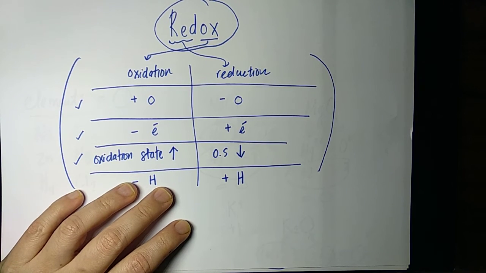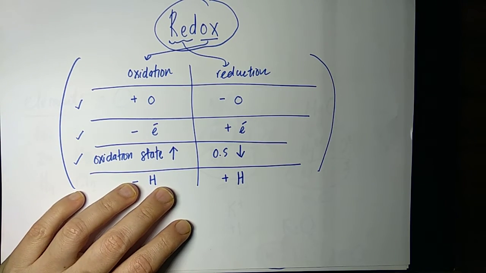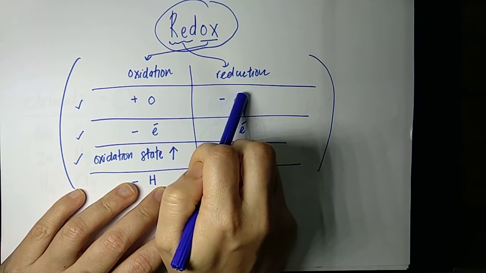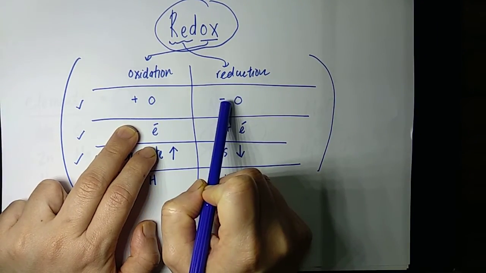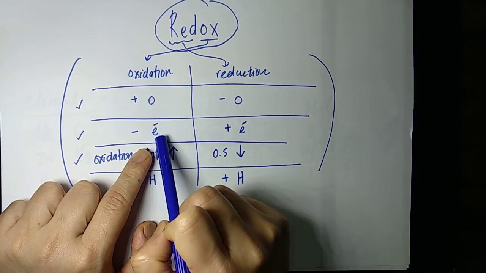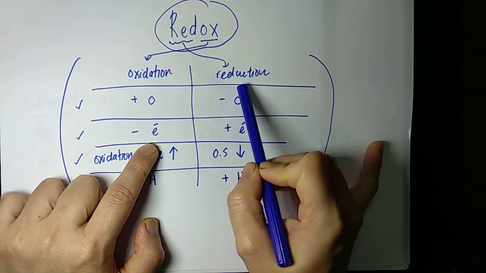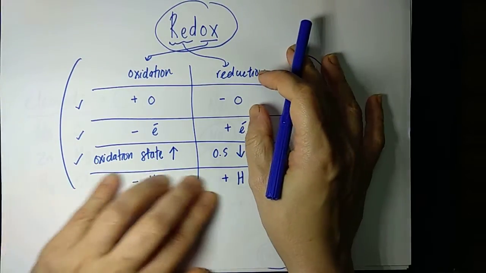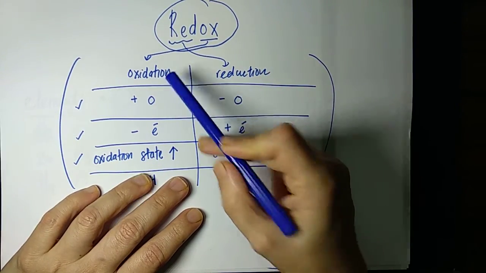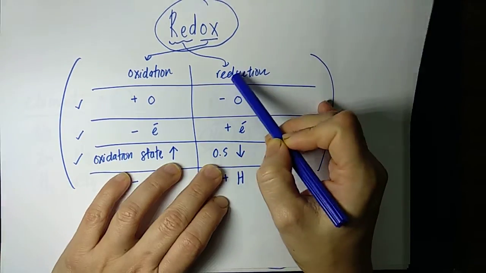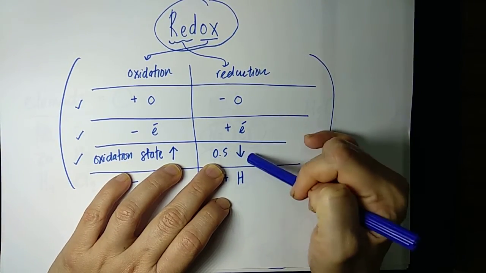Hi kids, let's continue about redox. So we've talked about oxidation and reduction. Oxidation is the gain of oxygen, reduction is the loss of oxygen. Oxidation is the loss of electrons, reduction is the gain of electrons. Today we're going to talk about the third one, oxidation state. So oxidation is when the oxidation state goes up and reduction is when the oxidation state goes down.